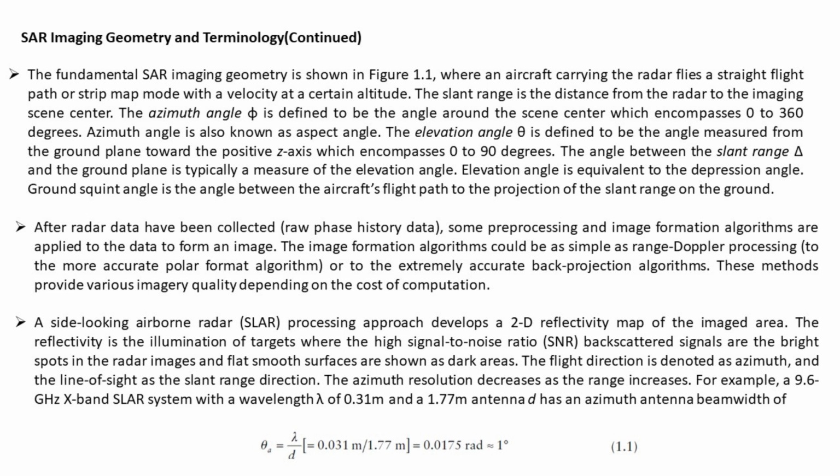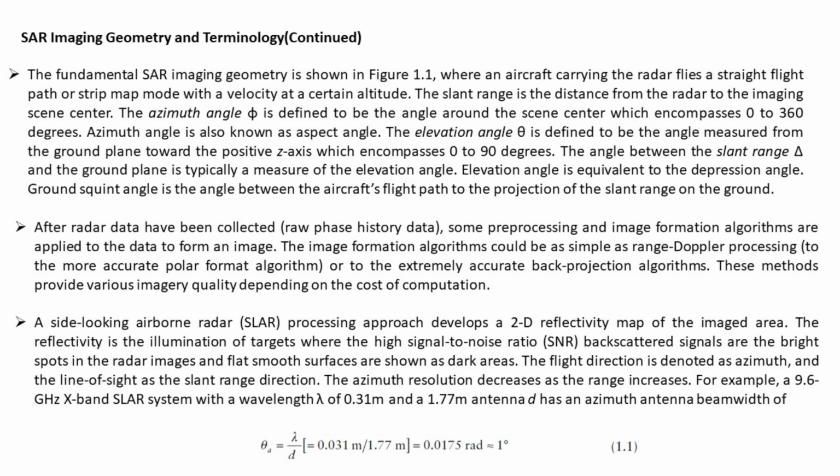The image formation algorithms could be as simple as range Doppler processing, to the more accurate polar format algorithm, or to the extremely accurate backprojection algorithms. These methods provide various imagery quality depending on the cost of computation. A side-looking airborne radar, SLAR, processing approach develops a 2D reflectivity map of the imaged area. The reflectivity is the illumination of targets, where the high signal-to-noise ratio, SNR, backscattered signals are the bright spots in the radar images and flat smooth surfaces are shown as dark areas.